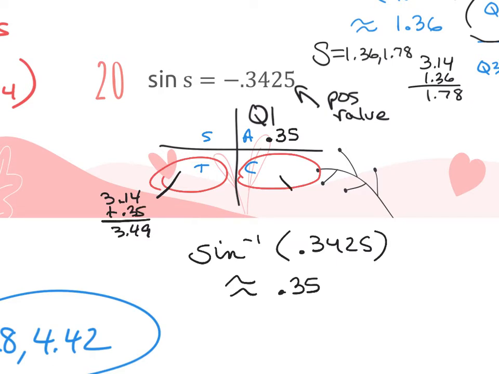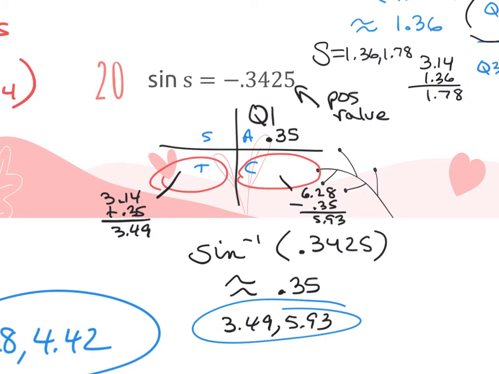And for quadrant 4, 6.28 minus 0.35. And that is going to give me 5.93. So the 2 answers here are 3.49, comma, 5.93. Do not list the reference angle as one of the answers, but we needed to find it in order to calculate quadrants 3 and 4.